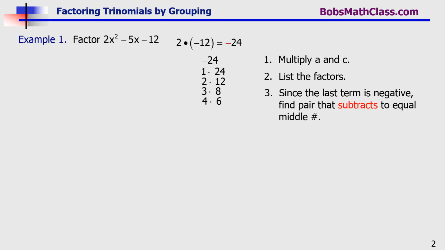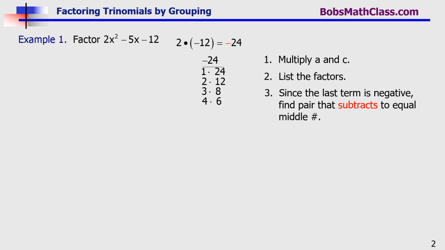Here's step 3. Now, we're looking at the last term. It's negative. That means we want to find the pair that subtracts to equal the middle number. Our middle number is 5. So which of the pairs will subtract to equal 5? Let's see, the first pair is 24 and 1. That subtracts to be 23. The second pair, 12 and 2, that subtracts to be 10. 8 and 3, that's it. That one subtracts to be 5. 4 and 6 subtracts to be 2.